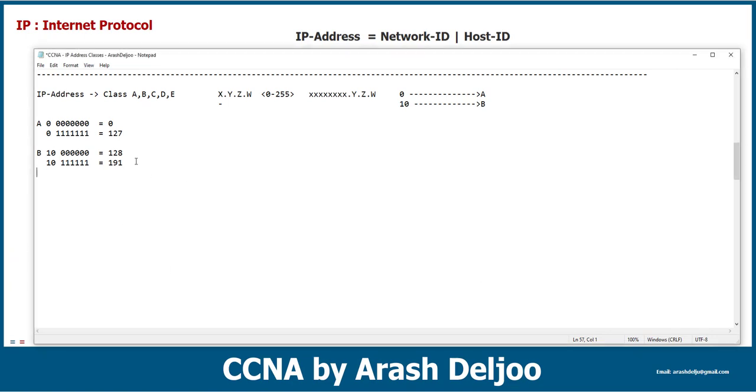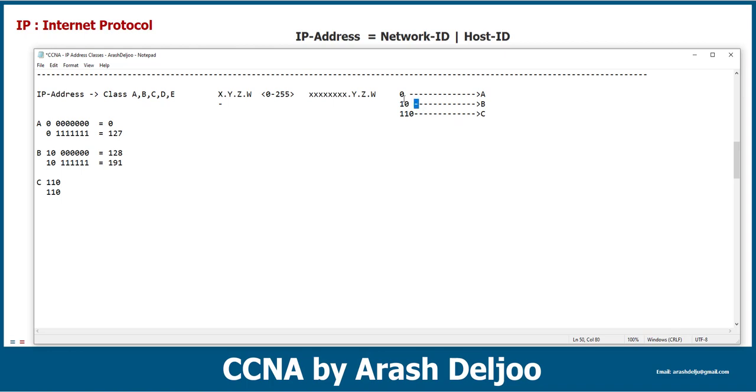After that, we have class C. The class C addresses start with 110. This means, let me give you another piece of information here. You know that IP addresses starting with 0 are in class A, and those starting with 10 are class B. Now 110 is residing in class C. Okay, this is class C.